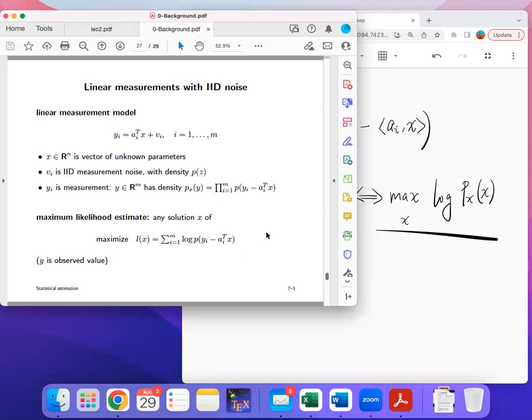Okay. So this is the maximum likelihood estimate. And you can see that this optimization problem depends on how we model the noise, P. P is the density of the noise, right? It's the density evaluated at yi minus this dot product. This residual is basically your noise, right? This is the probability of your noise observation.